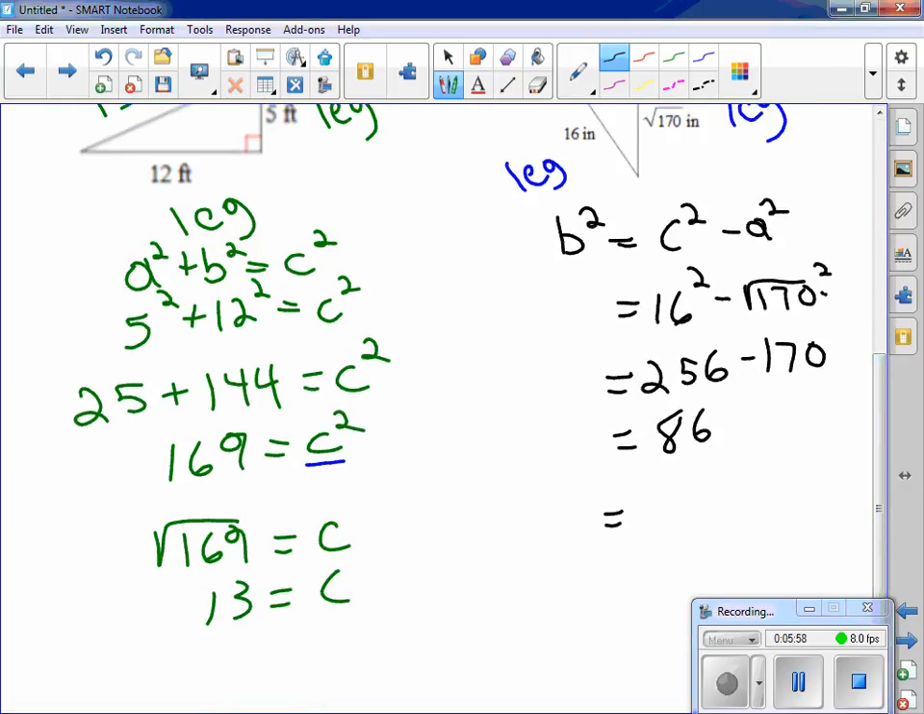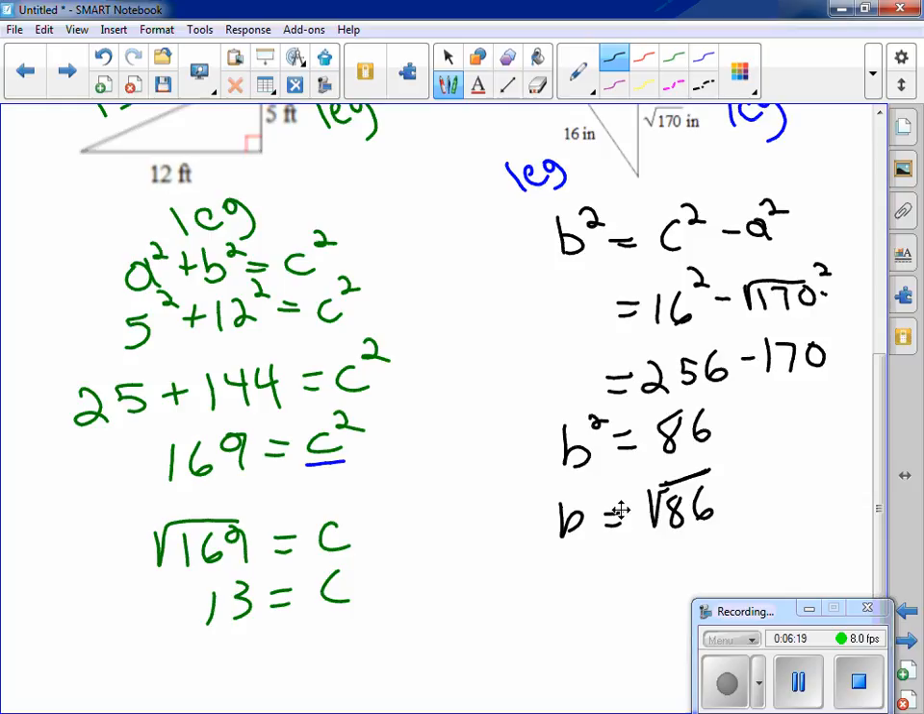So this was b squared. So b will be the square root of 86, which may or may not simplify, but I don't want to waste your time on the video doing a basic simplification. So we'll do this one in class. We'll simplify in class if it can be simplified. I don't think it can off the top of my head, though.